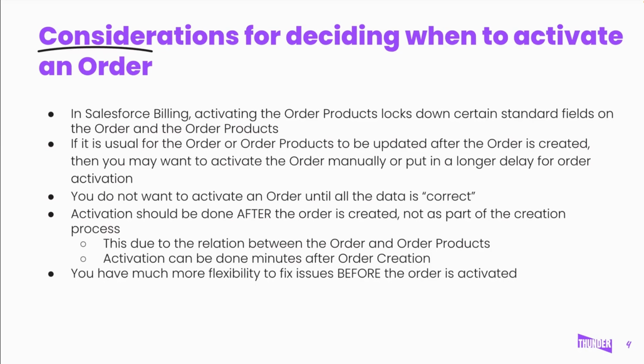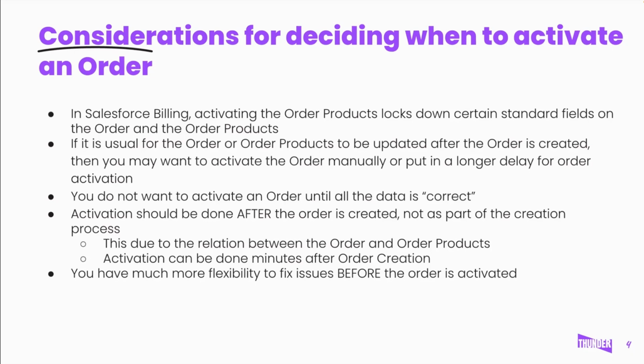This is important because if you activate the header order, all the order products are now active and they can't have their fields edited either. You can't simply flip an order back to draft status and have all the order products do that too. So there's a little bit of unwinding if you accidentally activate it and activate the order products as well. You would have to go into each order product and manually deactivate those before you're able to delete the order and regenerate it, should you need to do that.